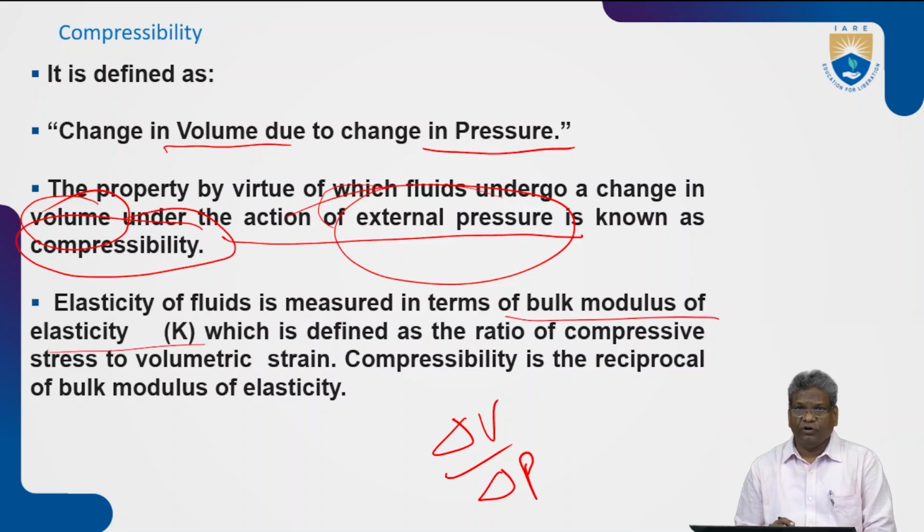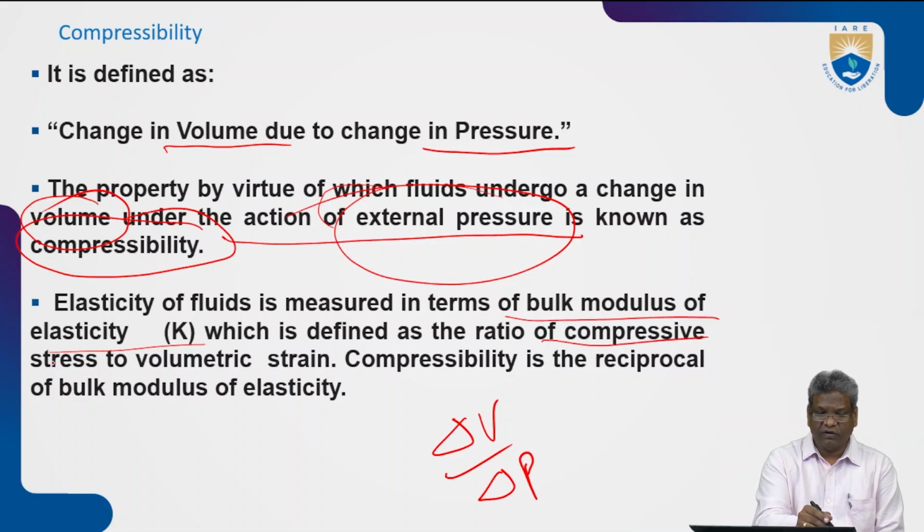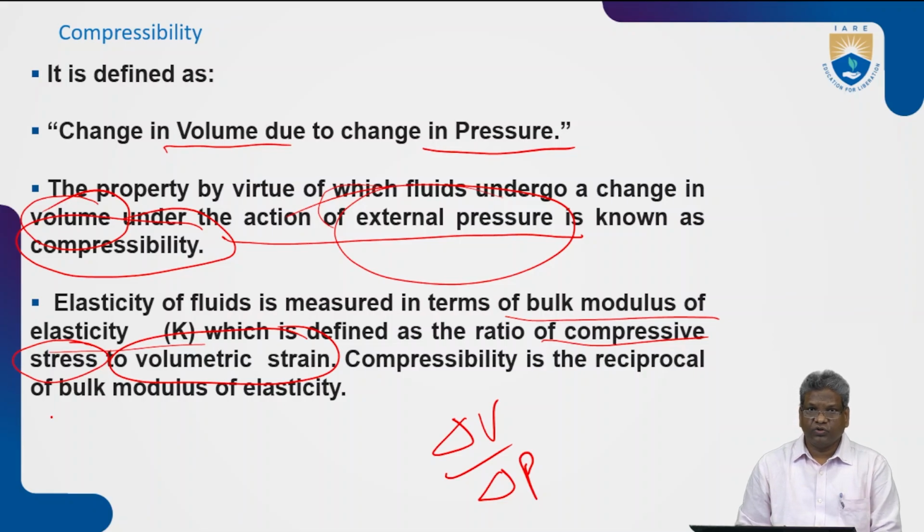How can you define the bulk modulus of elasticity? It can be defined as the ratio of compressive stress to volumetric strain. So compressibility is the reciprocal of the bulk modulus of elasticity. If you want to understand the basic definition of compressibility, if you know the bulk modulus, and you reverse it, the reciprocal of the bulk modulus of elasticity is known as compressibility.